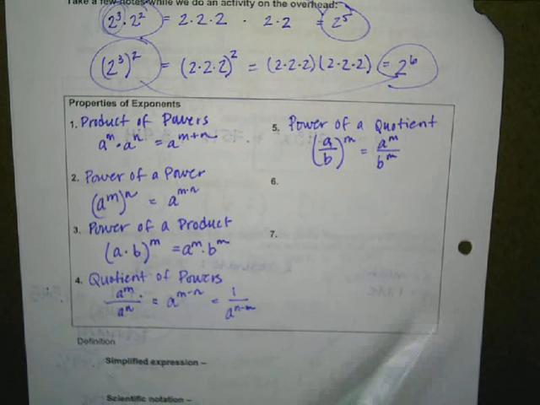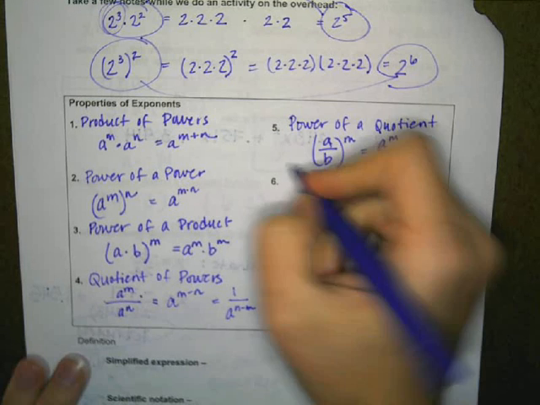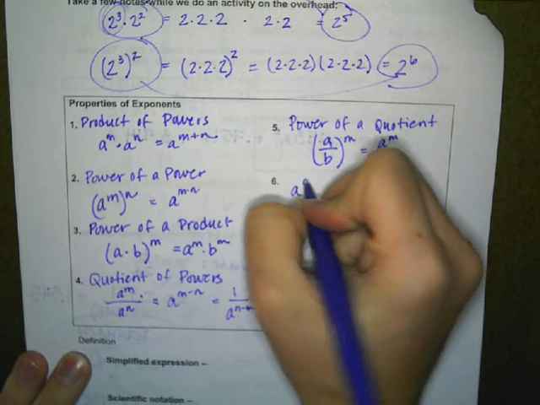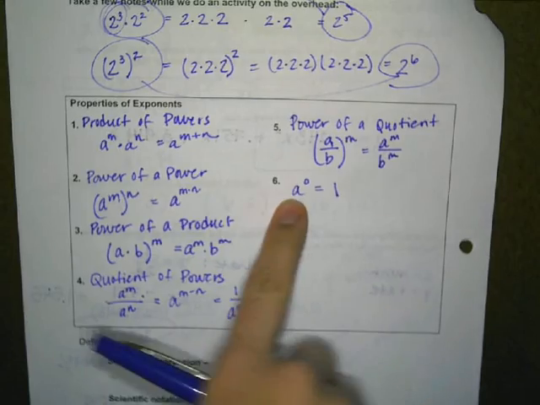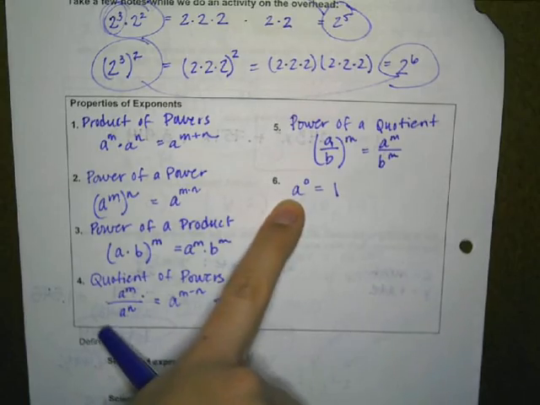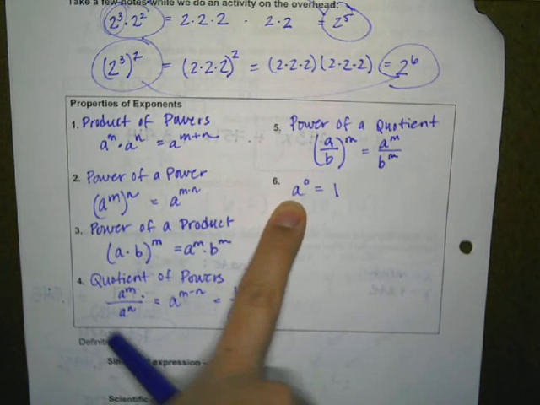Anything raised to the 0 power is 1. There's not really a name for that. It's just understood that whenever you have something raised to the 0 power, it just becomes the value of 1. That could be x raised to the 0 power. That would still be 1. It doesn't have to be just a number.